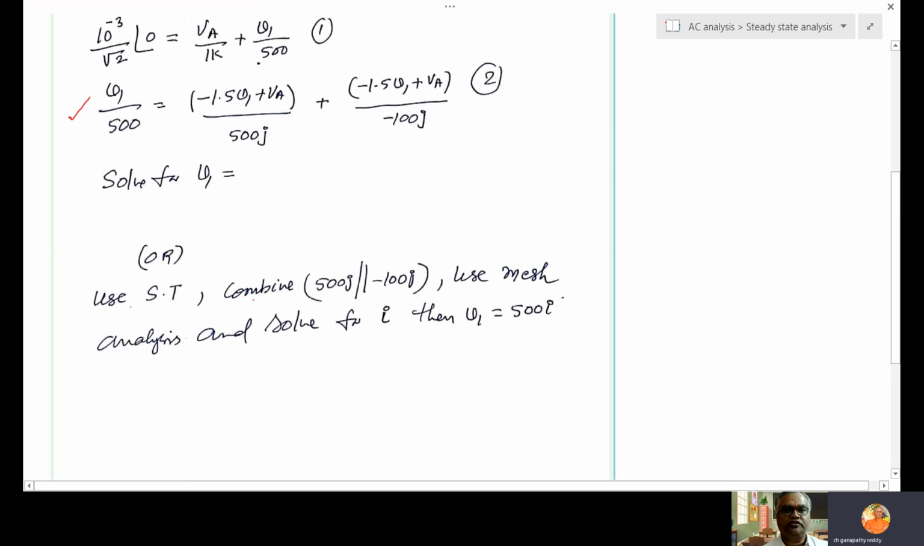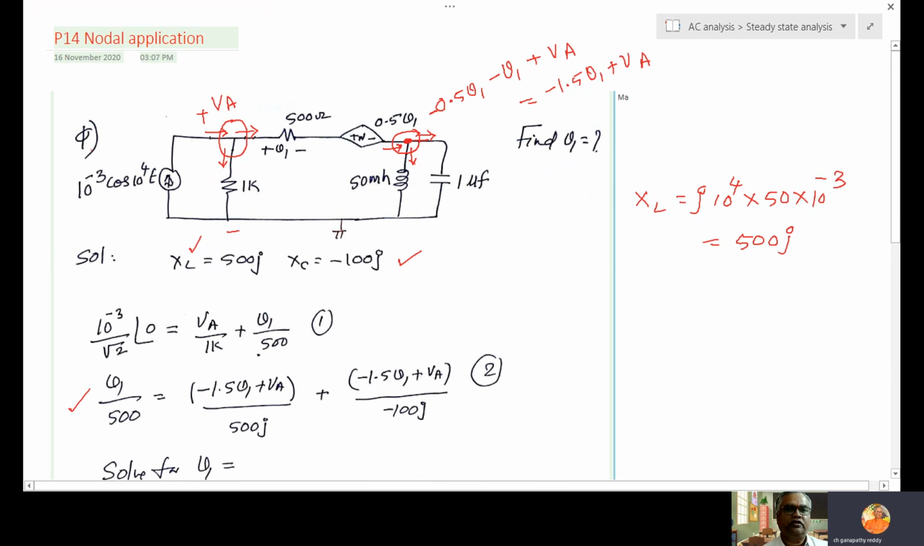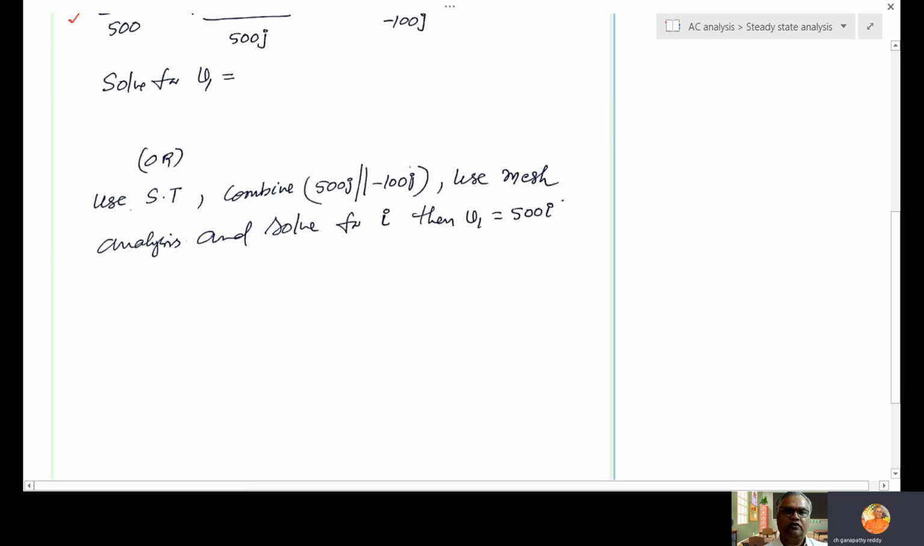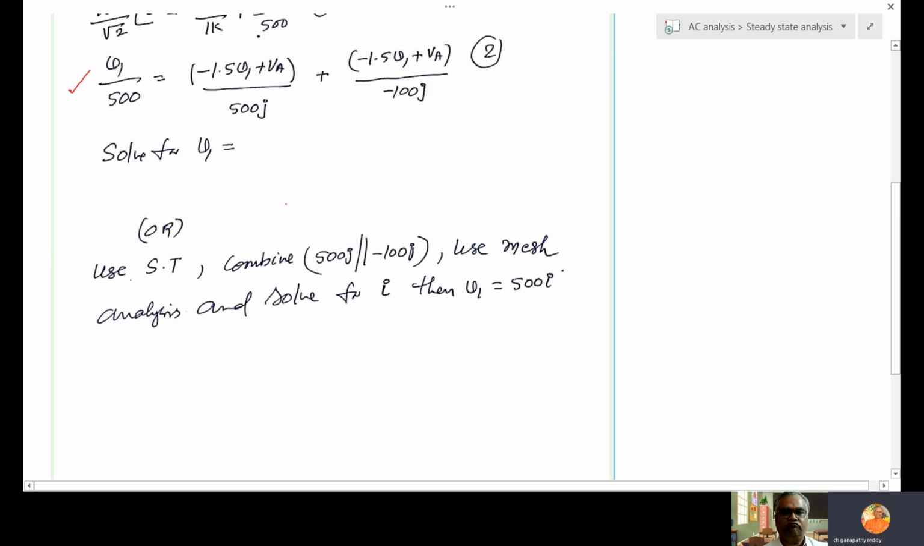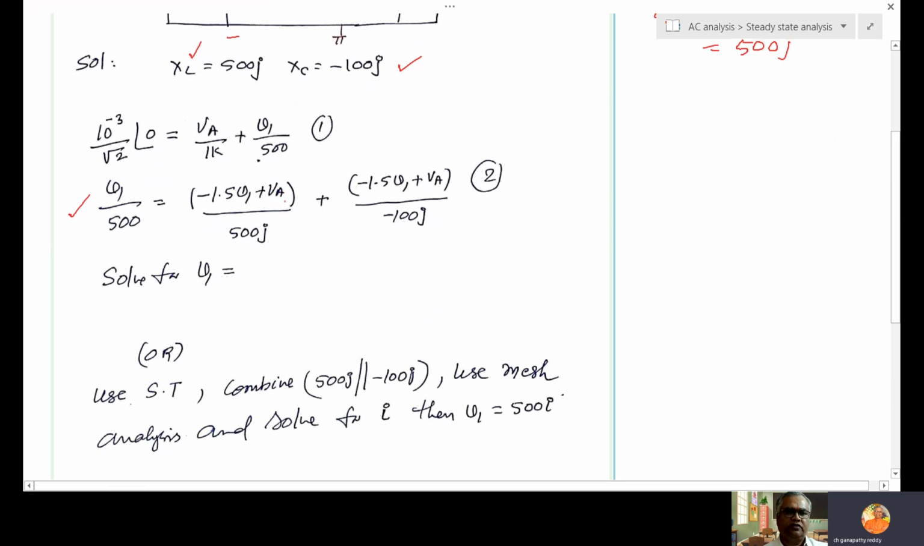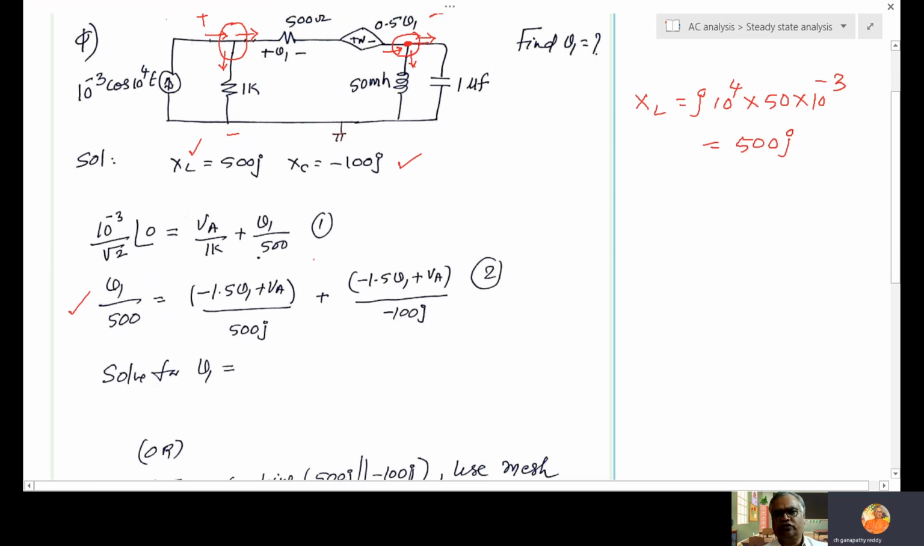Use source transformation as the alternative method. Change this current source into a voltage source. Simplify 500j and minus 100j in parallel. Then go for one mesh equation, solve for I, and V1 equals 500 into I. Like that also you can solve. These are two options. I think straight away nodal also you can apply.